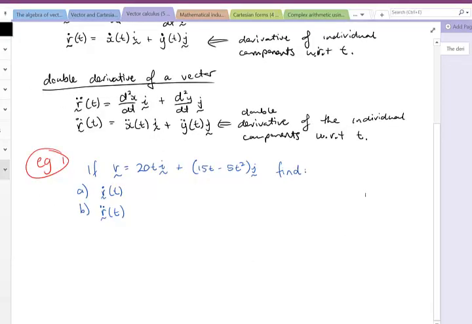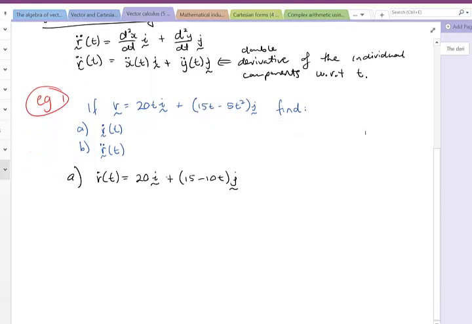Okay, so in this first example, it's pretty straightforward. For the vector function r equal to 20t in the i direction and 15t take 5t squared in the j direction, find the single and double derivatives. So for the single derivative, we're looking at the derivative of 20t in the i direction, so the derivative of 20t is 20. And the derivative of 15t take 5t squared in the j direction, so the derivative of 15t is 15. And the derivative of negative 5t squared is negative 10t. So the derivative is 20 in the i direction and 15 take 10t in the j direction.